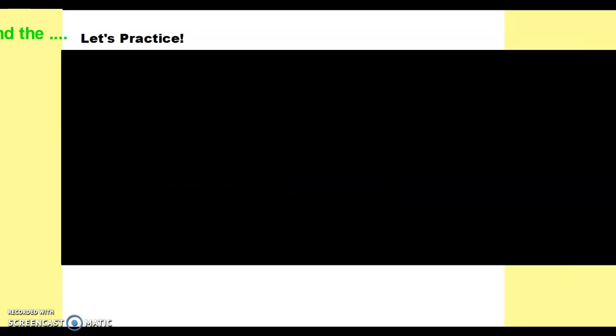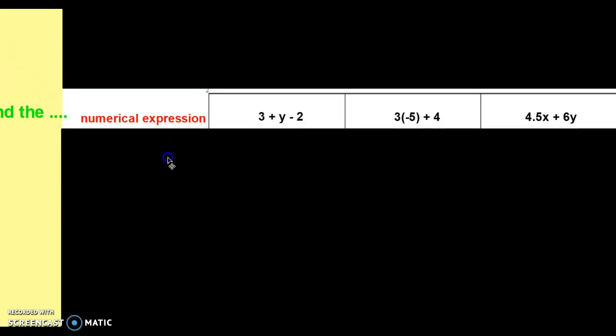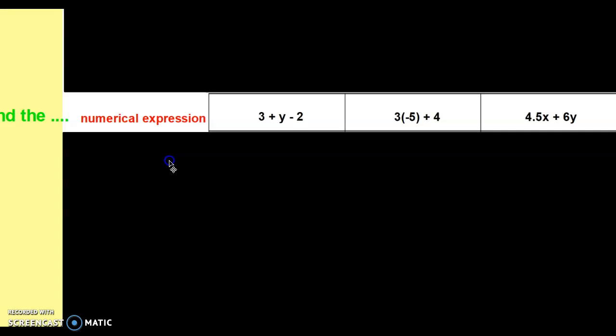All right, let's take a look at identifying whether something is a numerical or a variable expression. So again, numerical are just numbers. Variable expressions contain variables. We're looking for letters. So let's practice. In this first one, I want you to find the numerical expression. Numerical means just numbers. This one in the middle has just numbers connected by operations. So hopefully you got that right.